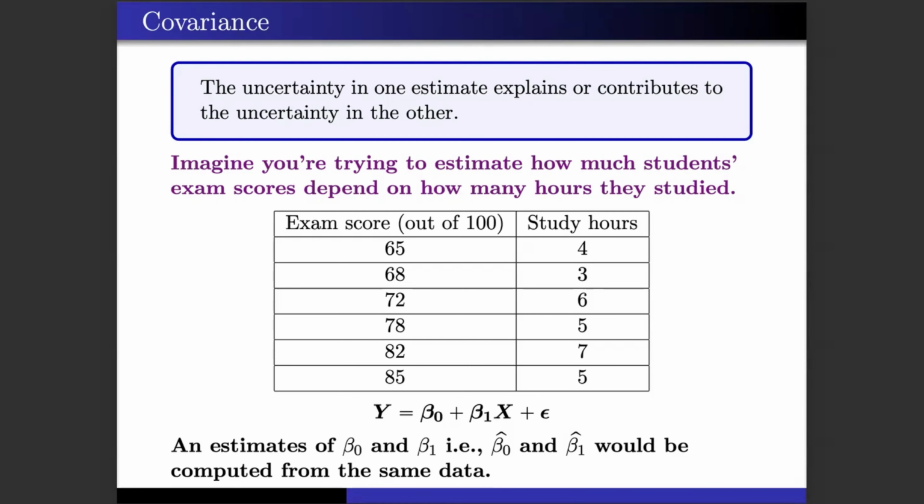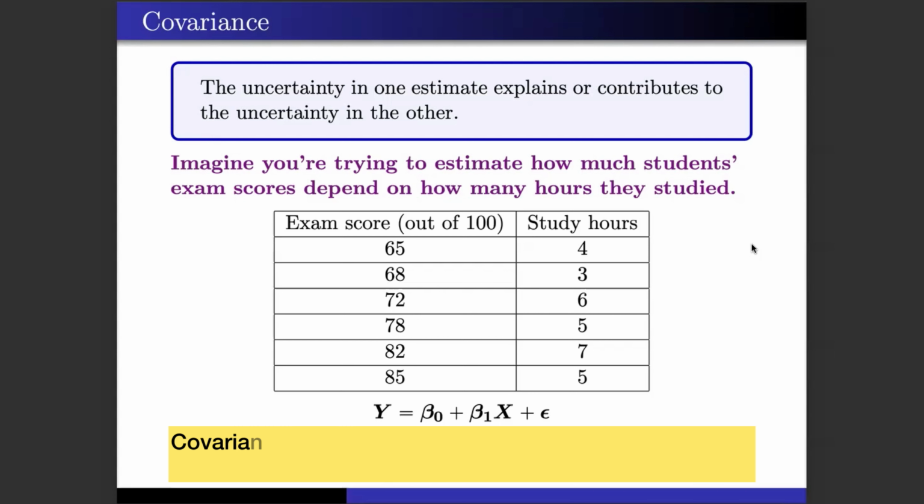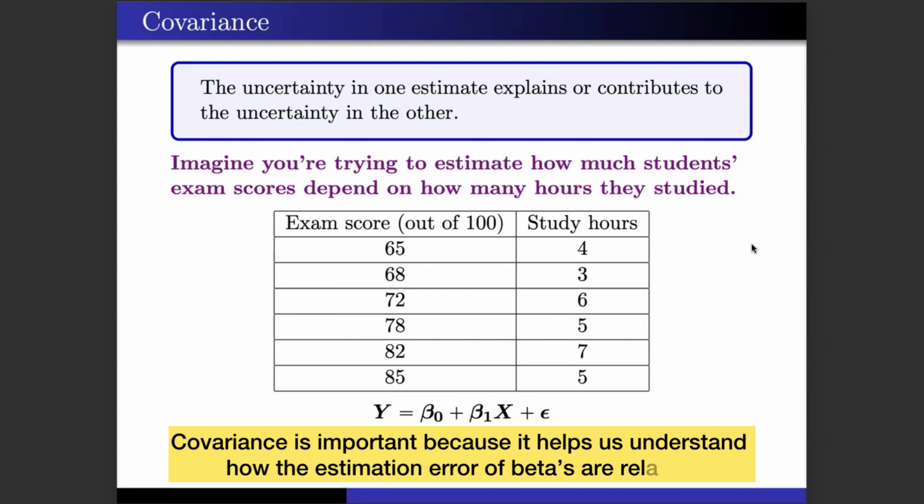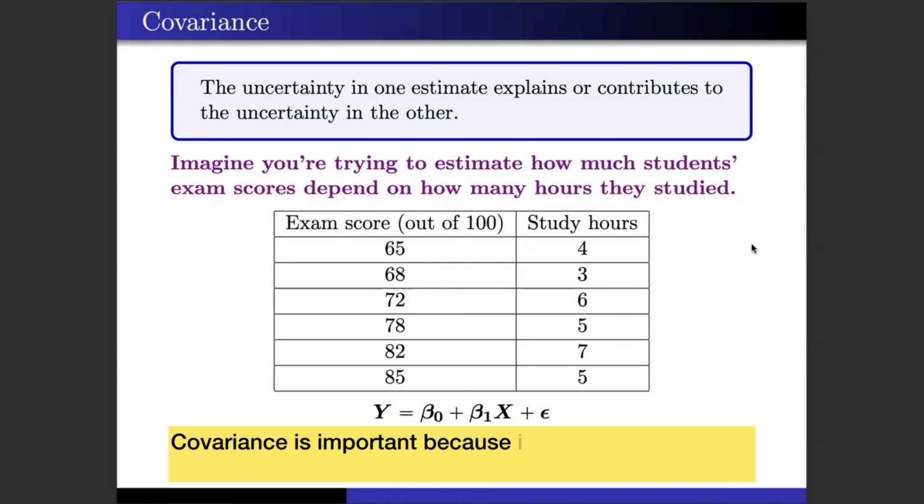So in this exam score example, we have to compute both beta naught hat and beta 1 hat. And to compute both the estimators, we use the same data set. And because both estimators are computed from the same data set, they are statistically linked and their estimation errors can be correlated. And this correlation is captured by the covariance. And that is why covariance is important, because it helps us understand how their estimation errors are related.